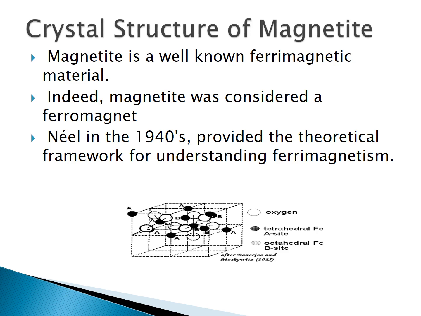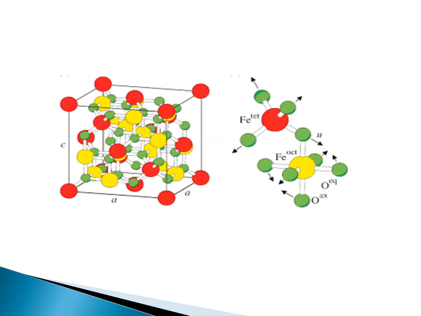The circle which is blank is oxygen, the circle which is black is the tetrahedral iron A site, and the one which is grey is the octahedral iron B site. Basically, in this compound, 2 sublattices are formed, that is A and B. The A is tetrahedral iron and the B is octahedral.